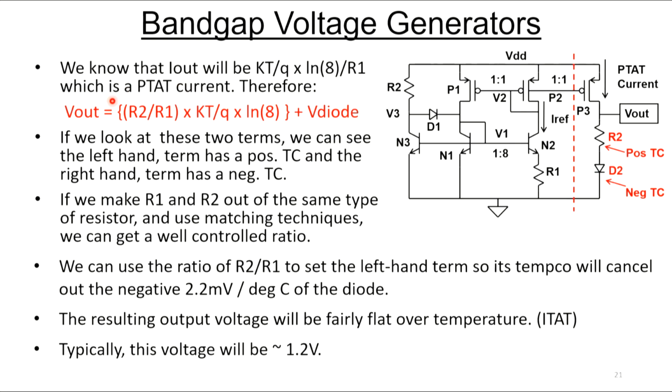So if you look at this, this one on the left is proportional to temperature. It has its T in here. R2 and R1, if they have any temp-co, they're going to cancel out because you make them out of the same type of resistor, same material. So the left-hand term is going to be positive temp-co, and the right-hand term is going to have a negative temp-co. So if you ratio things just right, you can cancel out the negative temp-co of the diode with the positive temp-co of the resistor. And you can get a resulting voltage that's fairly flat over temperature. And that voltage is typically going to be about 1.2 volts.